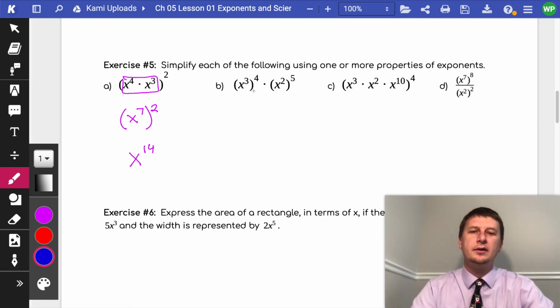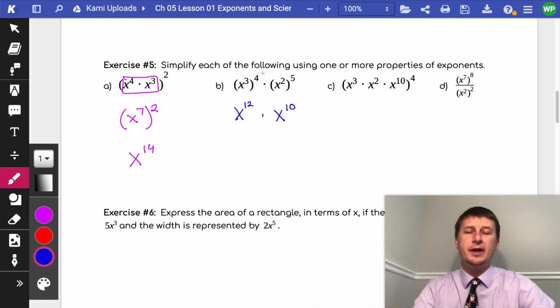Now over here, we're going to use our power of a power property and our power of a power property, and then we're going to multiply them together, because right now we want to distribute everything inside the parentheses and then multiply the two things together. So what we're going to have here is x to the third to the fourth, which is x to the 3 times 4, or just 12, times x to the 2 to the fifth, and that's going to be x to the 2 times 5, which is x to the 10th. So that was using our power of a power property, where we multiplied our exponents.